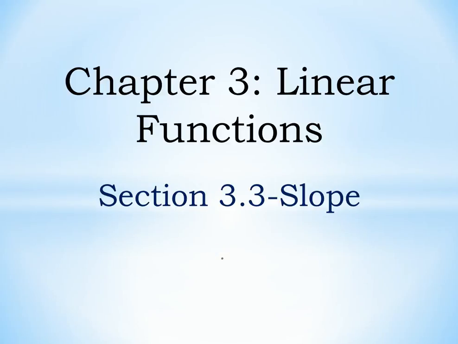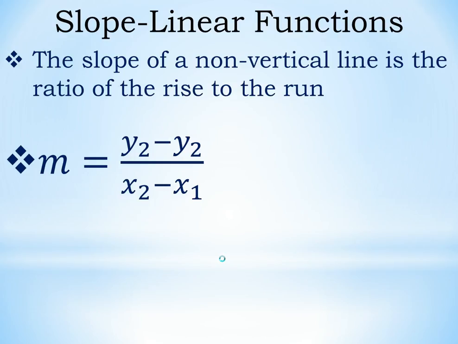Okay, so last time we talked about how to use slope to graph equations of lines. Today we're going to talk about how to find the slope given 2 points. For your non-vertical line, your slope is always going to be the ratio of the rise to your run. It's always going to be y2 minus y1 over x2 minus x1.